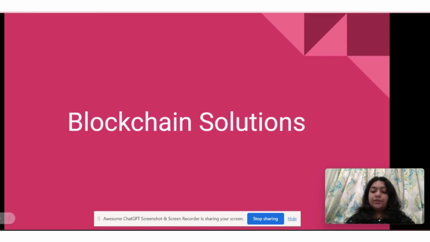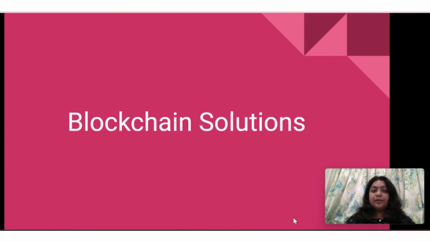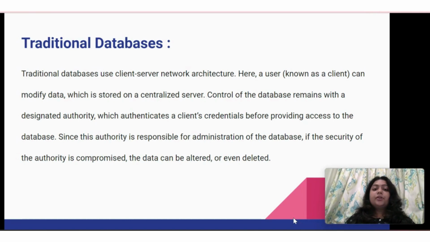Before going to blockchain solutions, there are two main things that we need to understand: traditional databases and blockchain databases. Traditional databases use a client-server network architecture, that is, the user is a client and the server is the central authority. Here, the system is a centralized system.